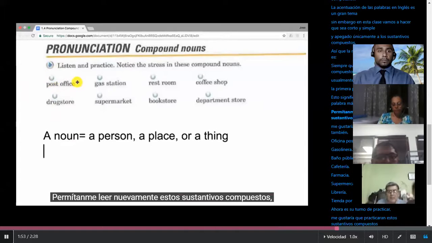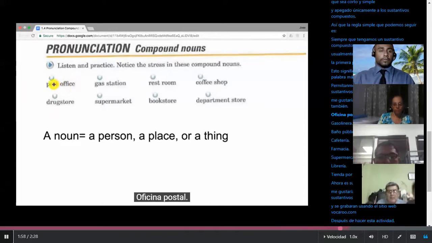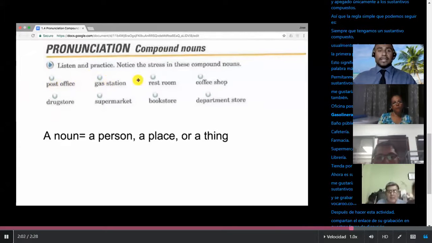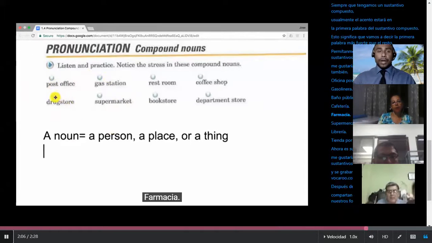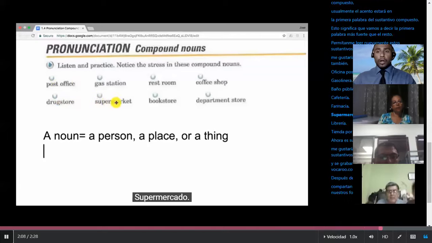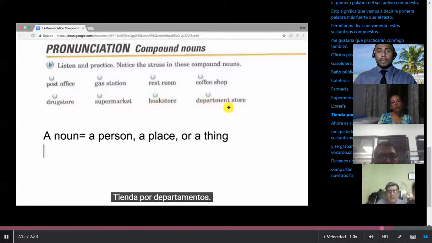Let me read these compound nouns again. I would like for you to practice with me as well. Post office. Gas station. Restroom. Coffee shop. Drug store. Supermarket. Bookstore. Department store.